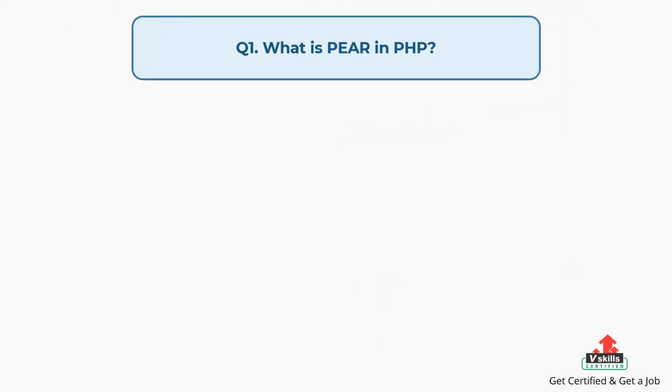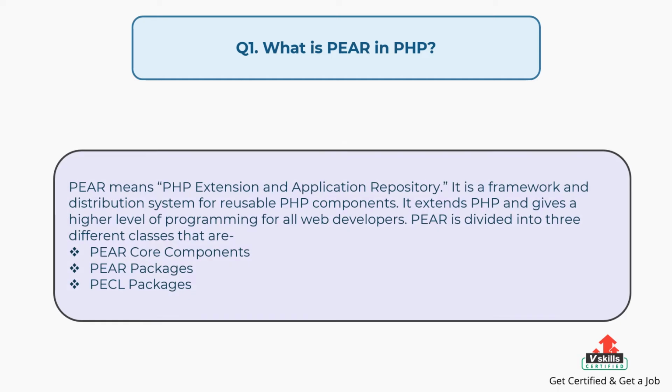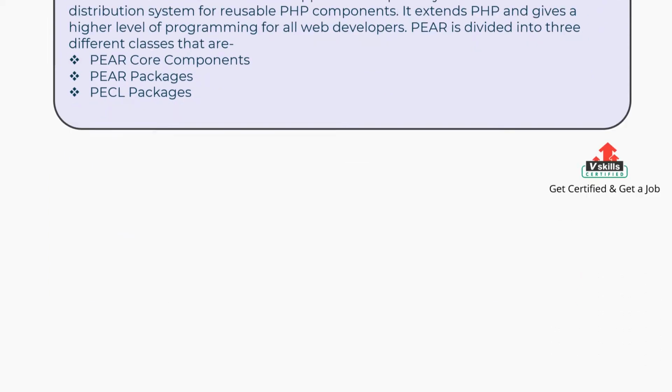What is PEAR in PHP? The answer is: PEAR means PHP Extension and Application Repository. It is a framework and distribution system for reusable PHP components. It extends PHP and gives a higher level of programming for all web developers. PEAR is divided into 3 different classes that are PEAR Core Components, PEAR Packages, and PECL Packages.